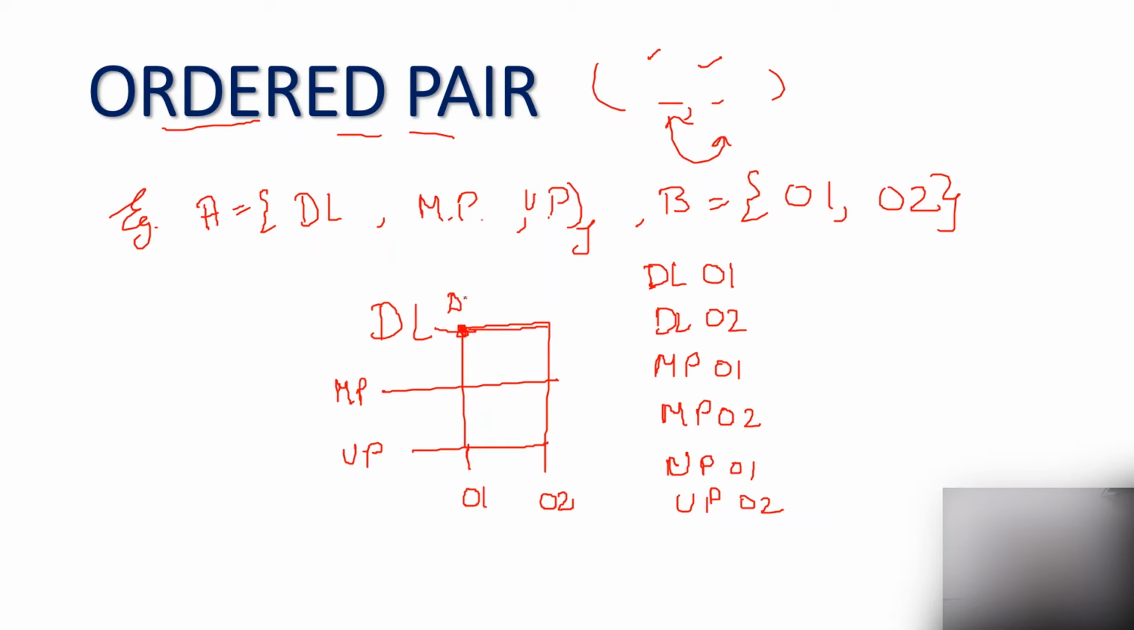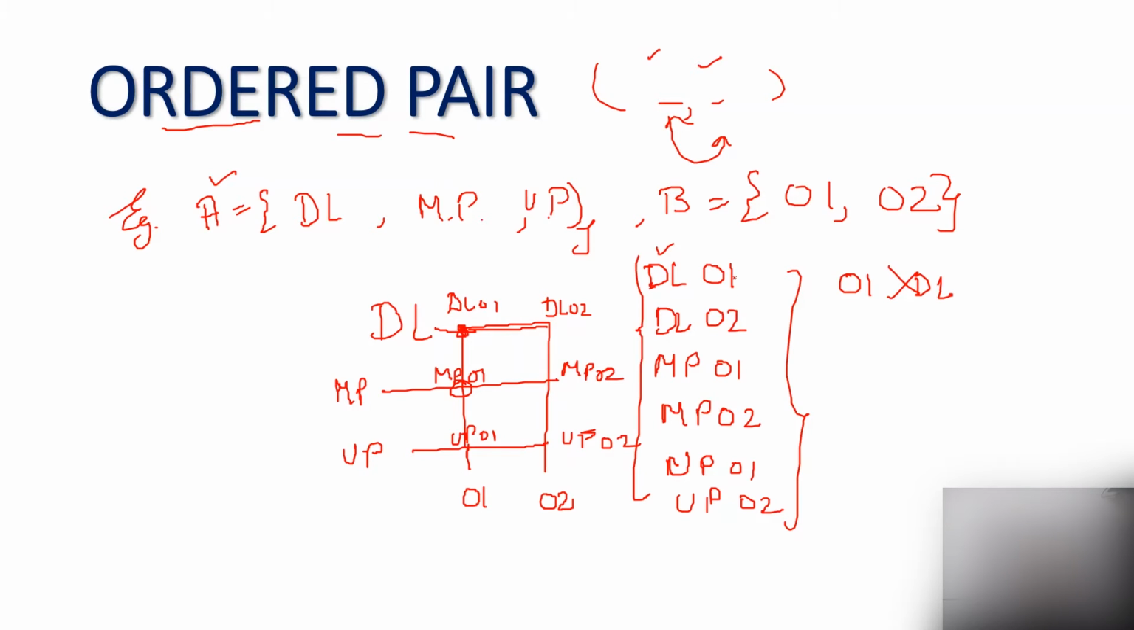This is showing DL01. This is showing DL02. Similarly, this is showing MP01, MP02, UP01 and UP02. And there is no significance if we write 01 and then DL. They have their order: very first, the elements of set A, and then followed by the elements of set B. This is called ordered pair.